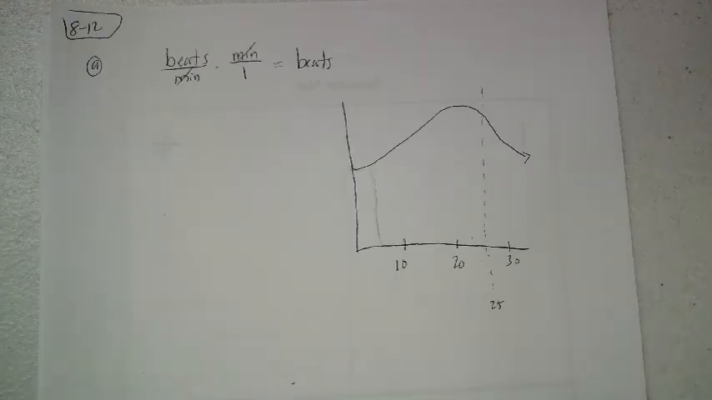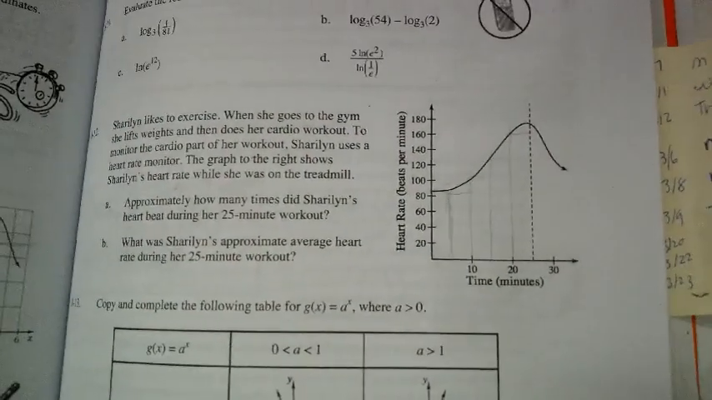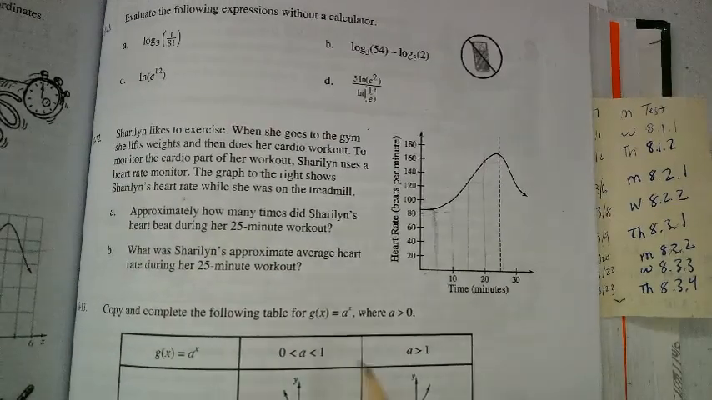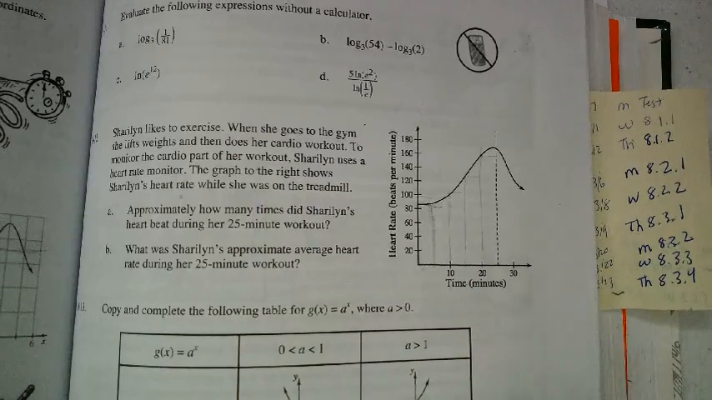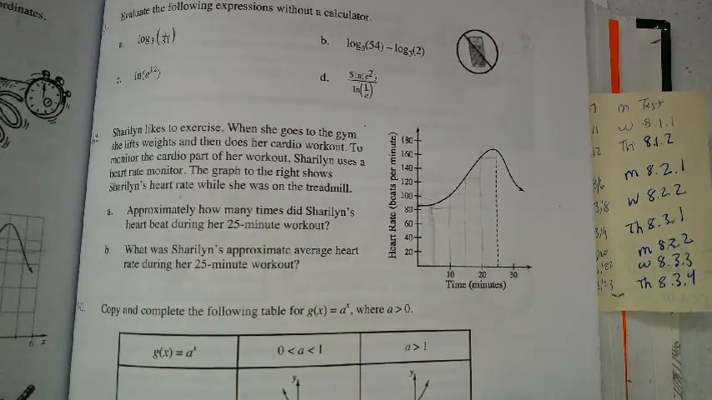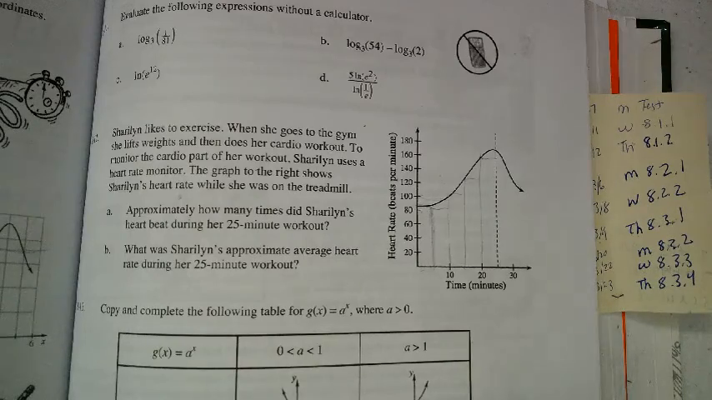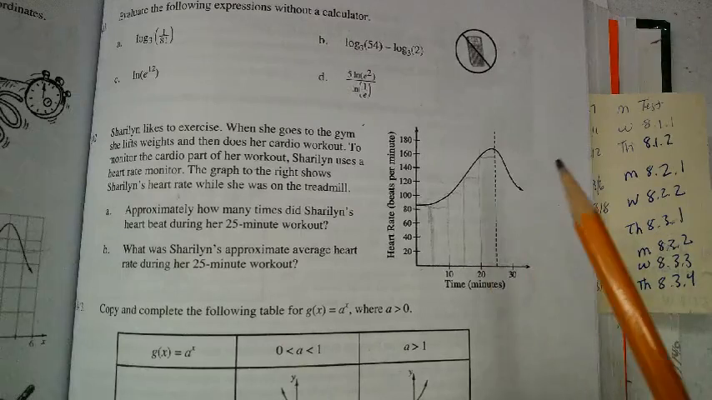Here's Precalc, problem 8-12. This one is about Sherilyn. She likes to exercise, and when she goes to the gym, she lifts weights, and then she does her cardio workout. To monitor the cardio part of her workout, Sherilyn uses a heart rate monitor. The graph to the right shows her heart rate while she was on the treadmill.